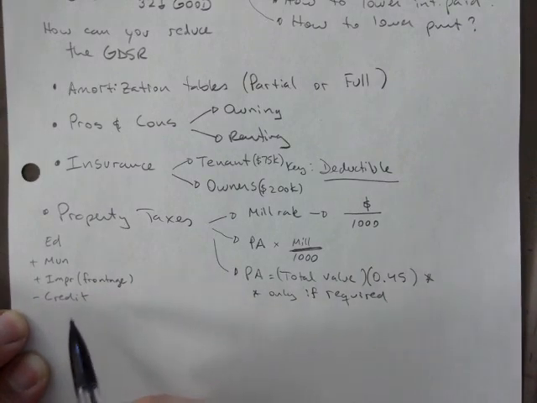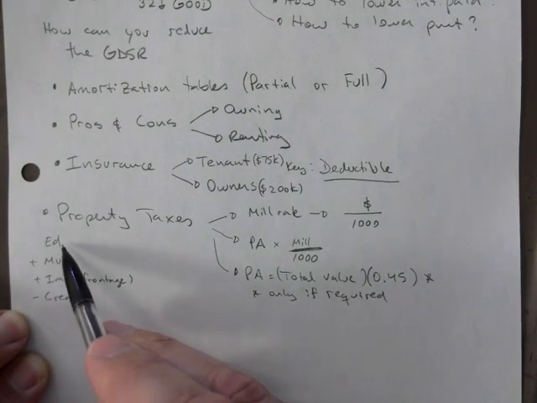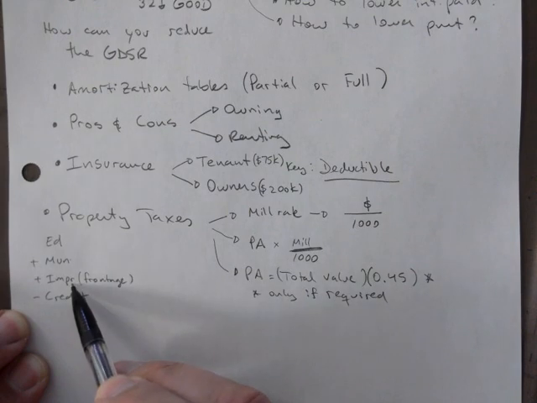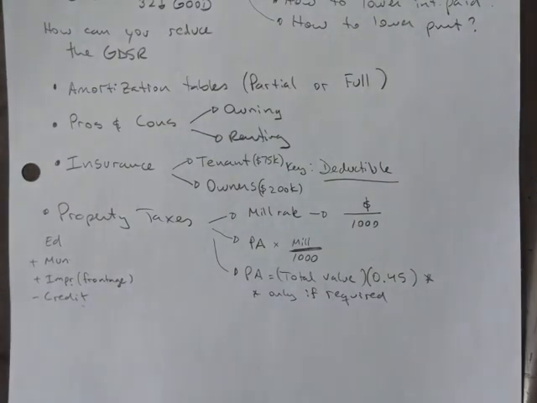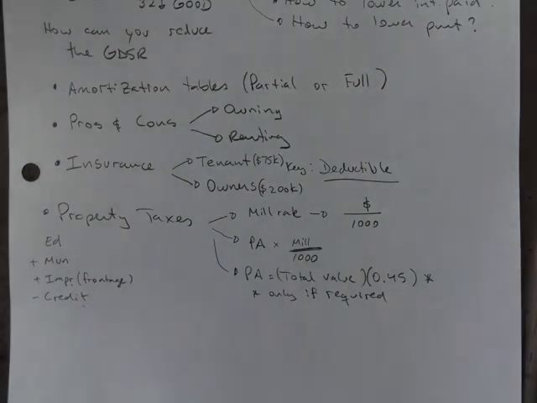All kinds of sounds when the doors are open. So you go education plus municipal plus improvement minus a potential credit. That's how you essentially figure out your property taxes. And you might need it to be a bit more specific, right? I'm just kind of glancing over what you're supposed to know.